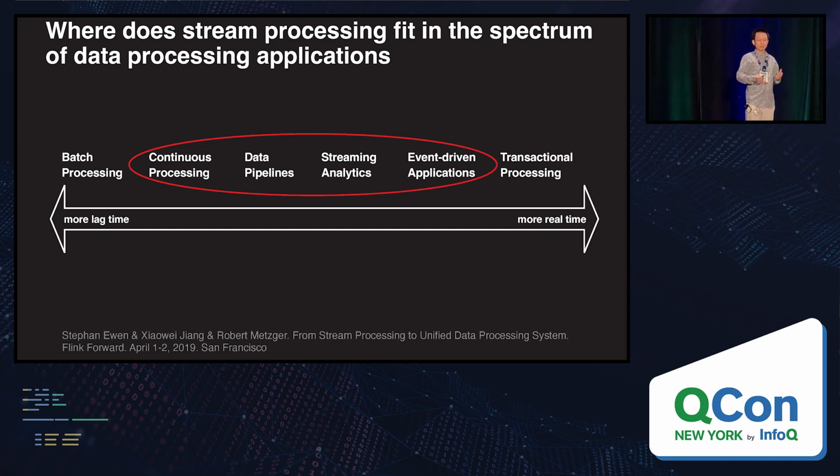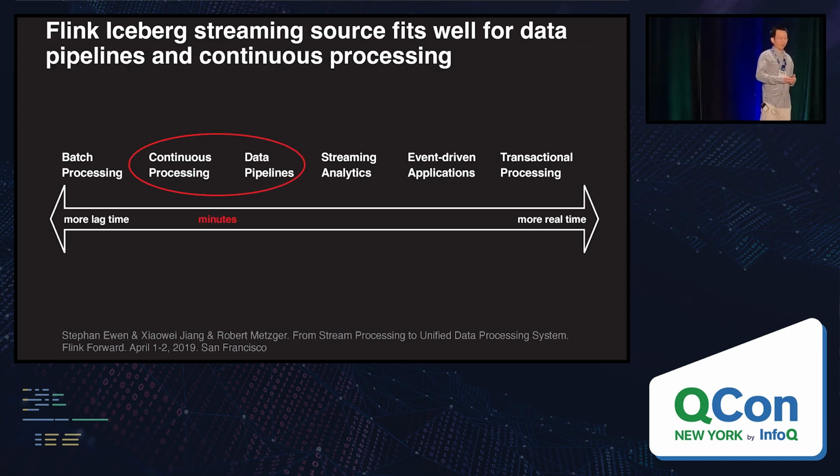Stephan thinks that the four categories in the middle fit the stream processing paradigm. I think this Flink Iceberg stream source fits well for the data pipelines and the continuous processing categories, where the latency expectations are probably in minutes.